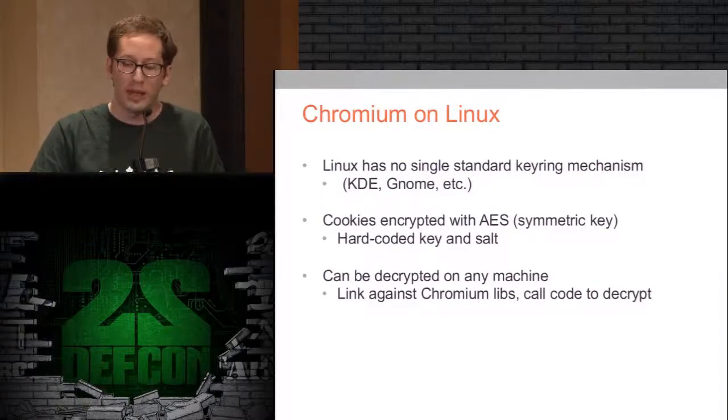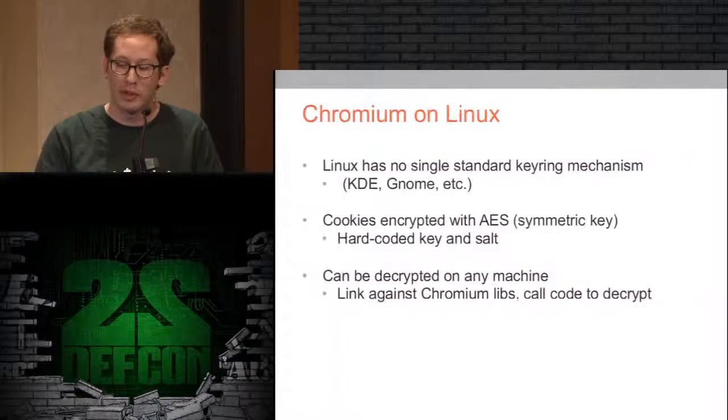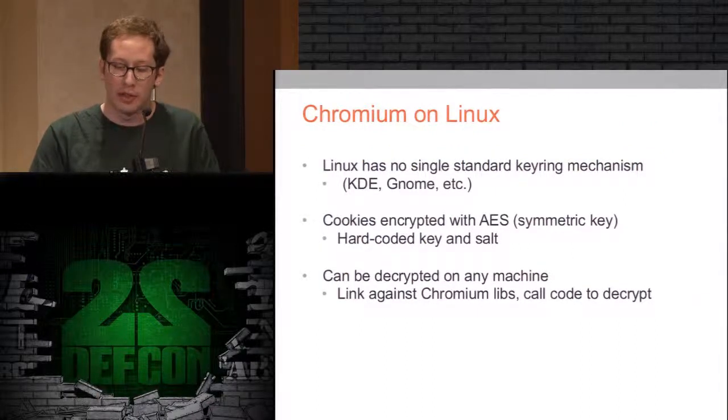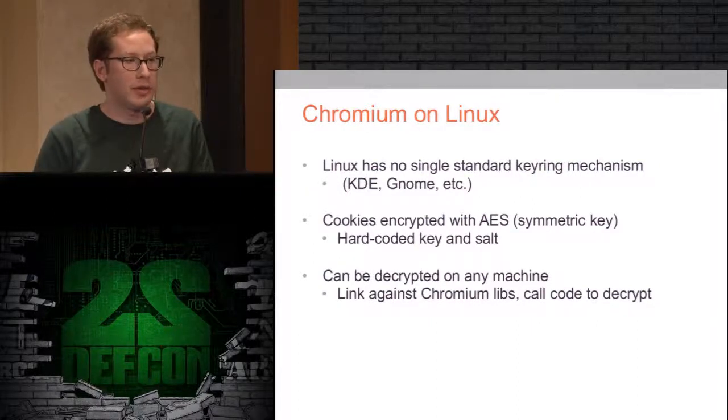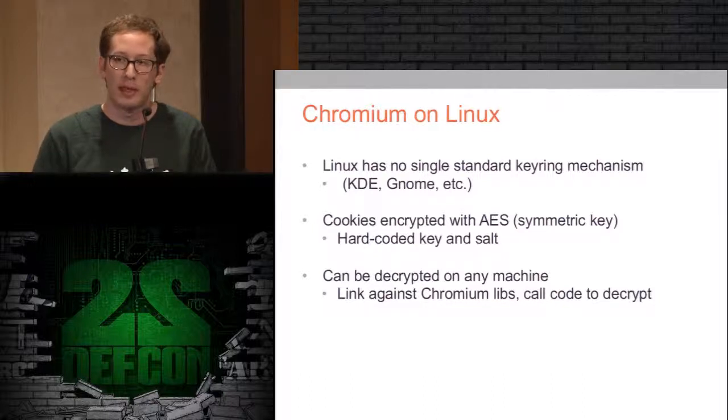So on Chromium, what they did for Linux encryption of cookies was they used AES, which is symmetric key encryption. And they used a hard-coded key and salt in the source code. What that means is that if you encrypt your cookies on one machine, they can be decrypted on any machine, because you can just read the source code, get that key and salt, and then decrypt cookies. So I say it's obfuscated, not encrypted. And there are comments in their source code about this. They just haven't fixed it yet.